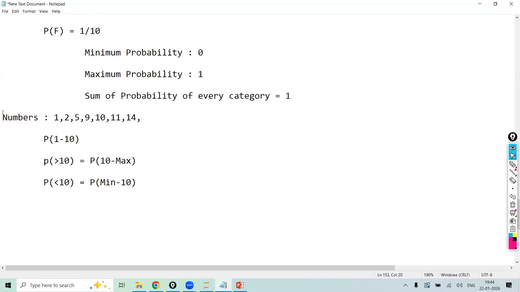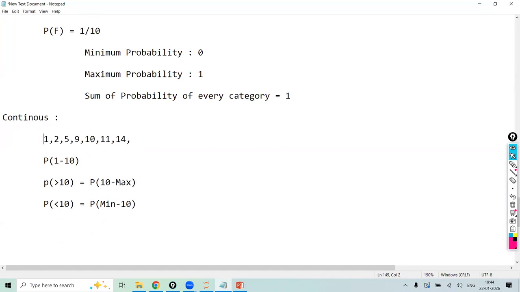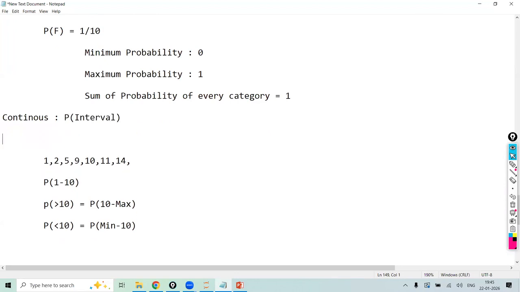So whenever it is a continuous variable, for continuous variables, the probability will be calculated for the interval, not for the individual value. For discrete variables, that is categorical variables or anything, the probability will be calculated for the individual value.